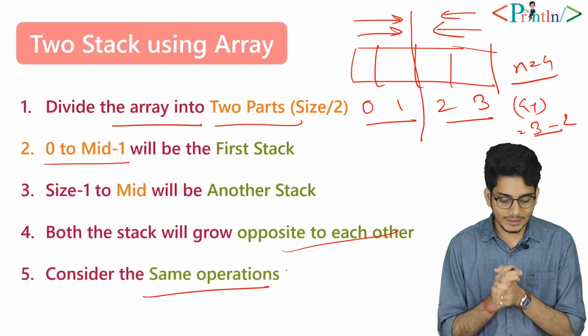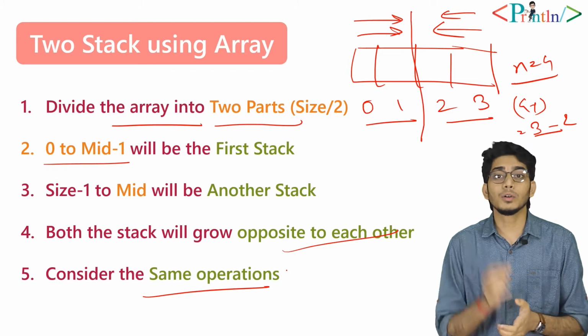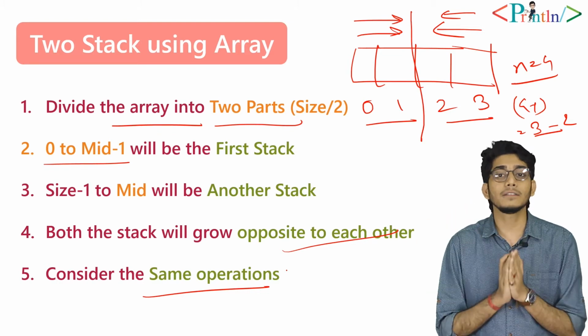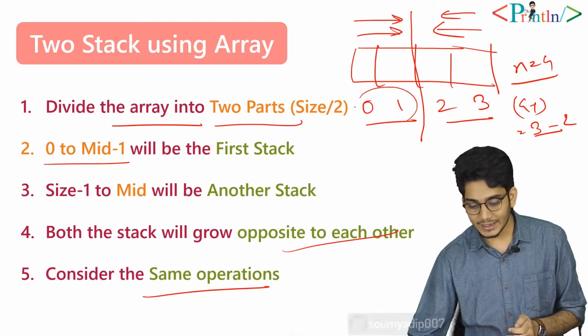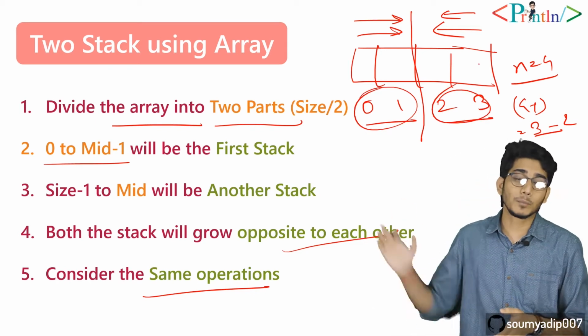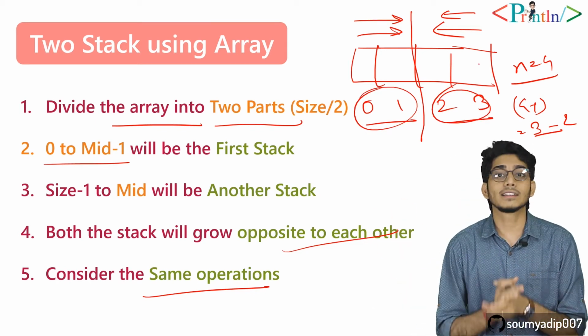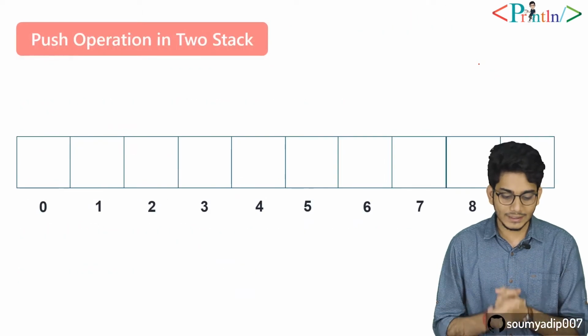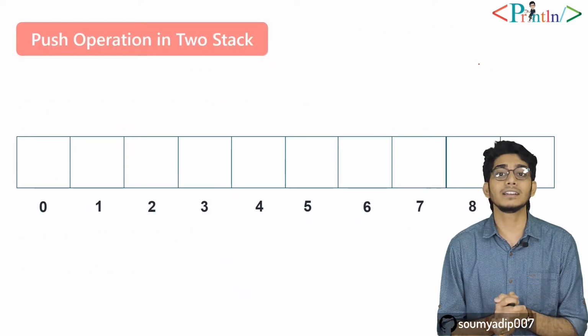The fifth point is to consider the same operations. So push, pop, peek, all the functions will be there, only the indexing will be different. I think these portions are clear, that these are the key points of two stacks. Now we'll see how we can implement two stacks.